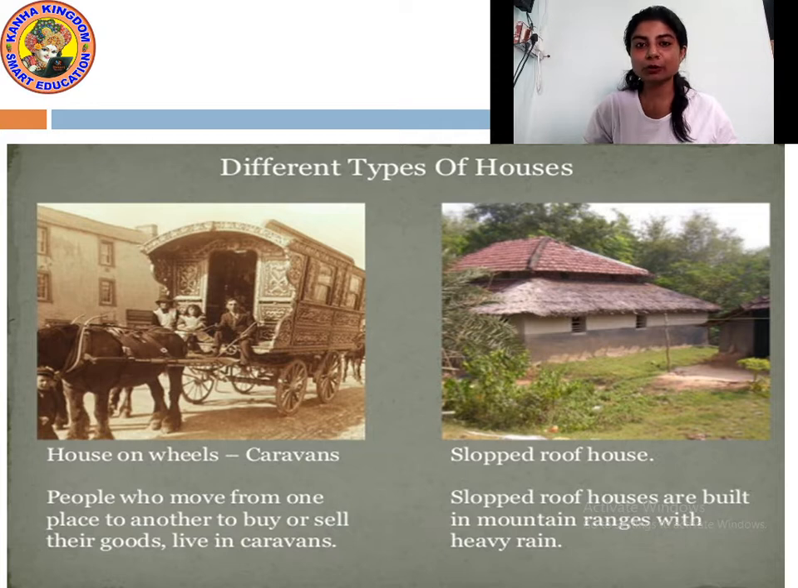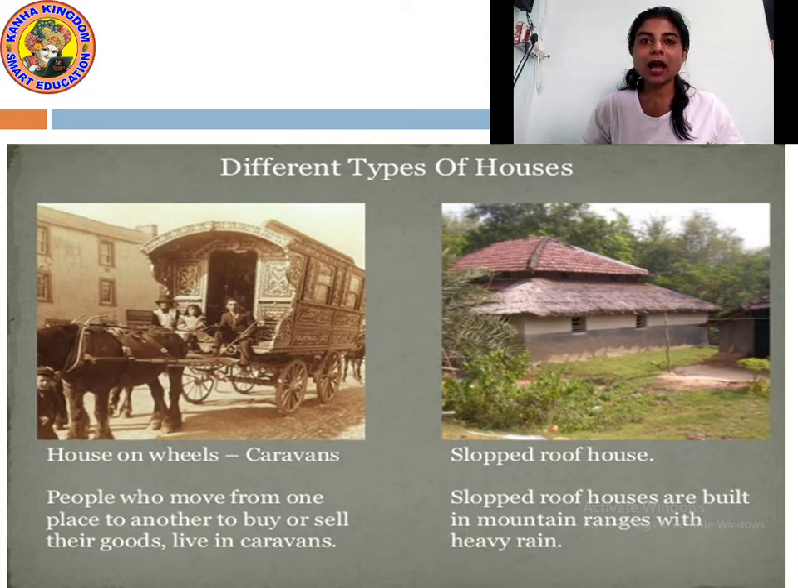They don't have big rooms in it, only a single room where they can stay inside. And these wheels are driven by horses. These horses pull this house from one place to another. People who travel to buy or sell goods live in this kind of house. This is not a big house. It is a small house with only a single small cottage-like room.